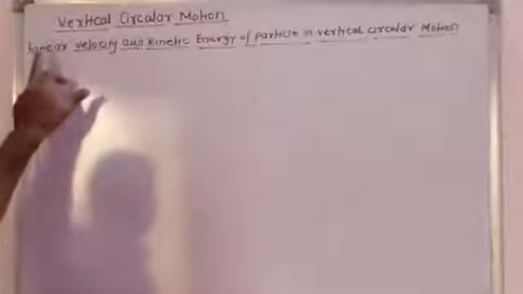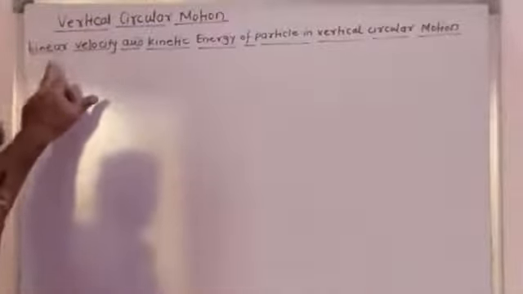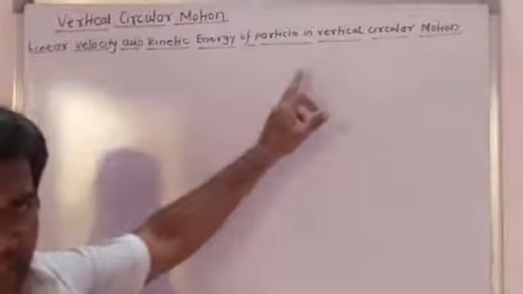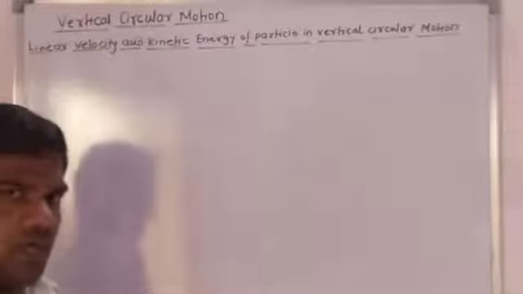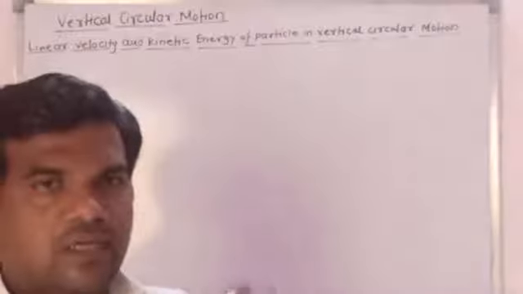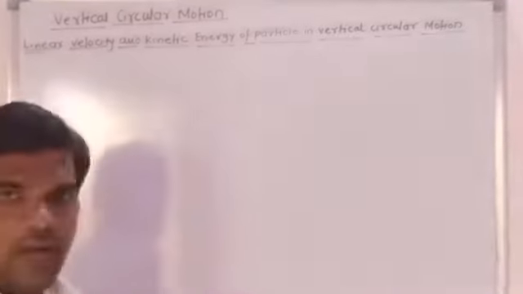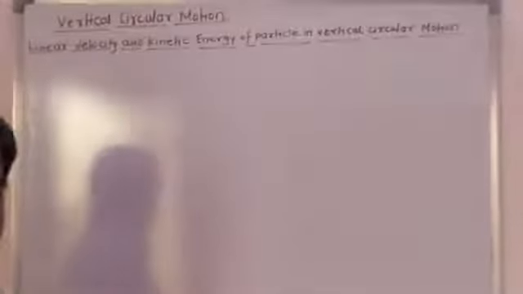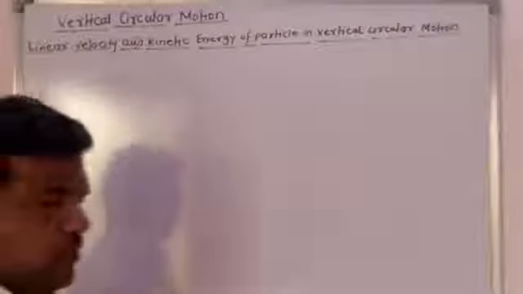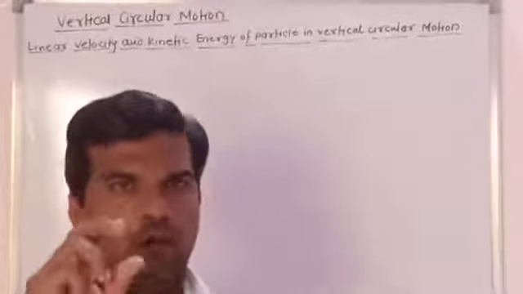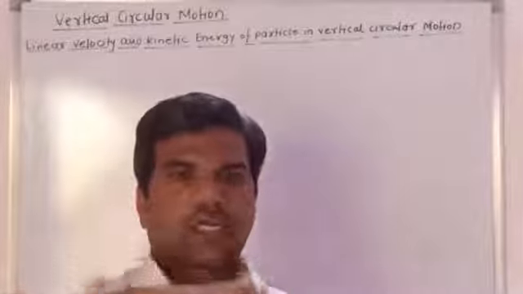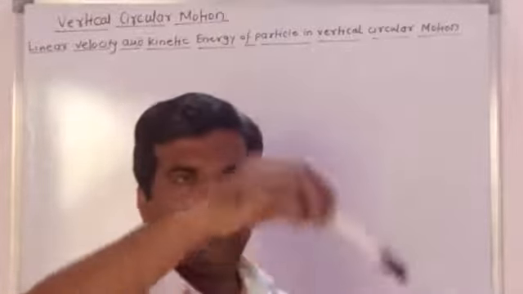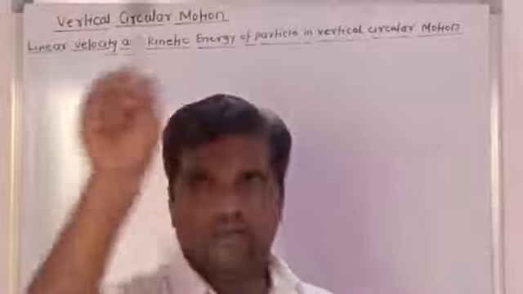In this topic we have to determine the linear velocity and kinetic energy of a particle at different positions in vertical circular motion. Also we have to determine the tension exerted on the particle at different points in vertical circular motion. For this we consider a small object which is tied to a string. Suppose this is an object tied to the string, and this object is revolved in vertical circular motion.